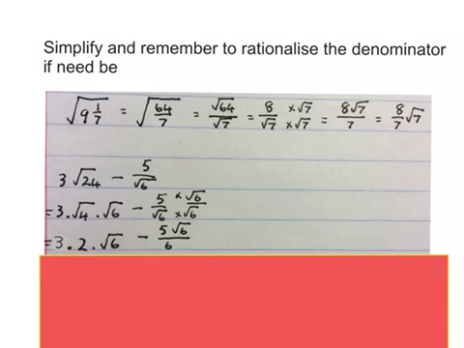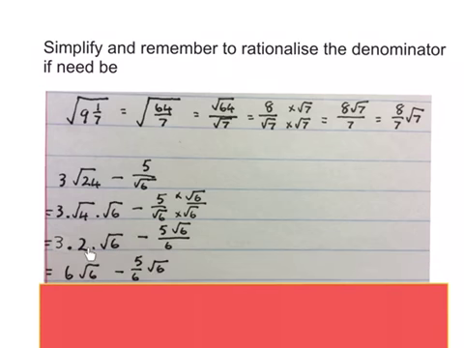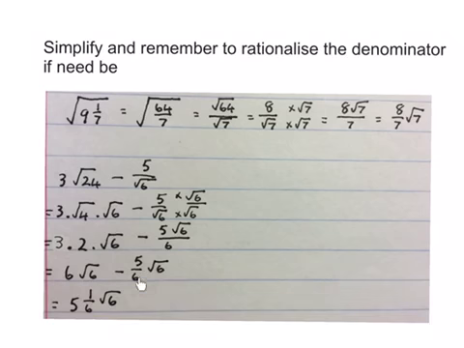5 square root of 7 at the top. 3 times 2 will give me a 6 square root of 6, and then I'll move the square root of 6 next door, and I'll get 5/6 square root of 6. If you minus the 5/6 from the 6, you'll get 5 and 1/6 square root 6.